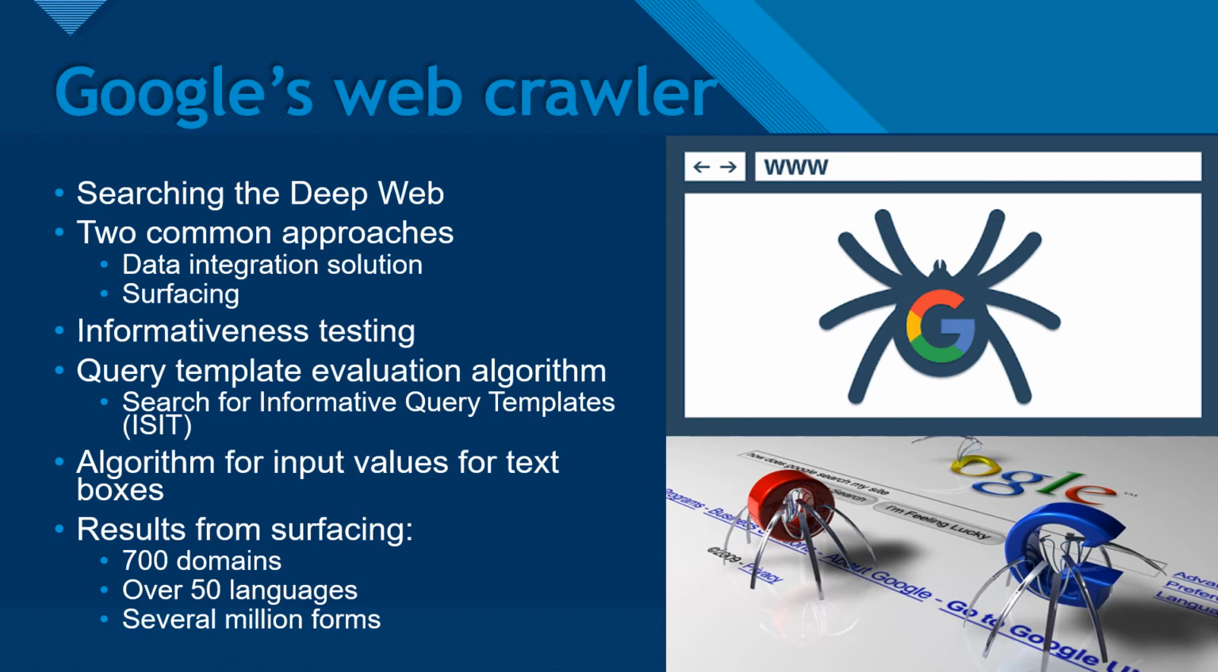Through their informativeness test and algorithms the authors used to access deep web content, they were able to show how the deep web can be accessed and more easily searched, resulting in content that covered over 700 domains, 50 languages, and millions of forms that users are able to enjoy every day.